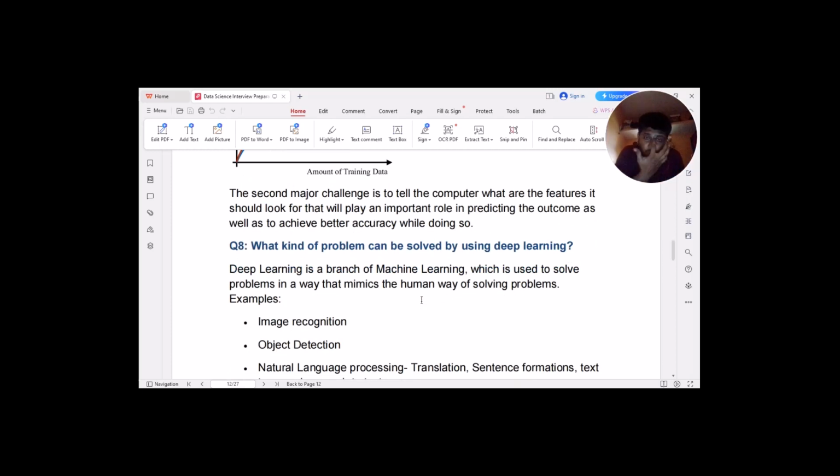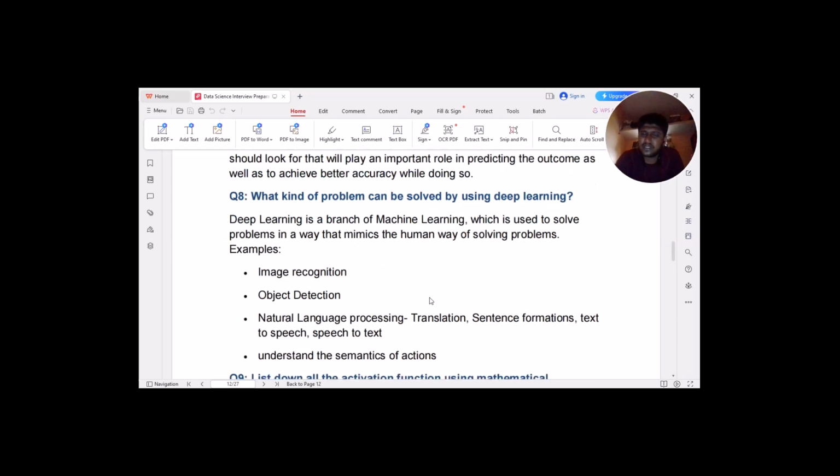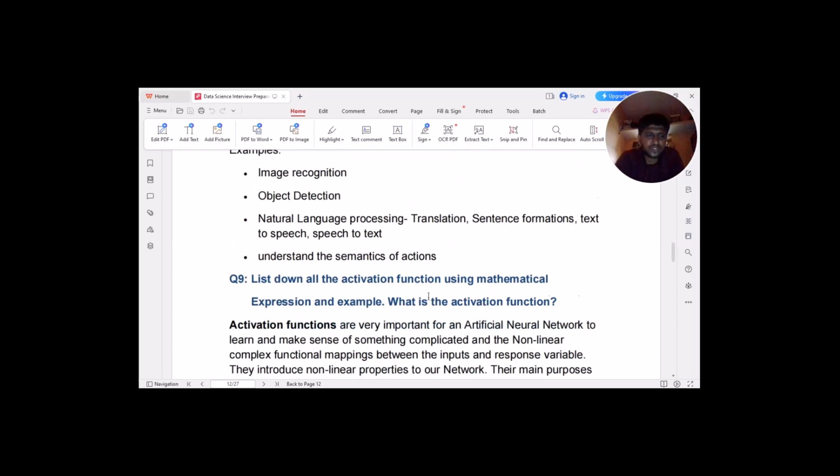What kind of problems can be solved using deep learning? Deep learning is a branch of machine learning which is used to solve problems the way humans solve them. Number one is image recognition and object detection. Third is natural language processing, translation, sentence formation, text to speech, speech to text, and other things like building a transformer, or a captioning system. So deep learning can help you more in respect to that.